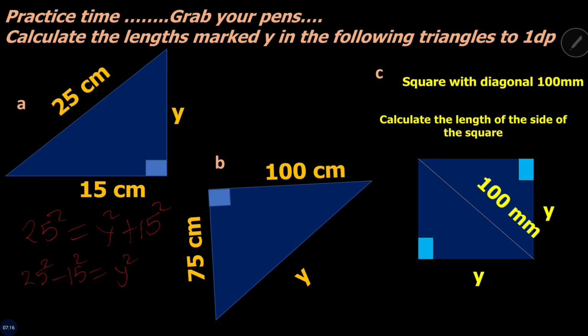Take the square root of both sides. So the square root of 25 squared minus 15 squared is now equal to y. And then we can now use a calculator. We get an answer of y equals 20 centimeters.